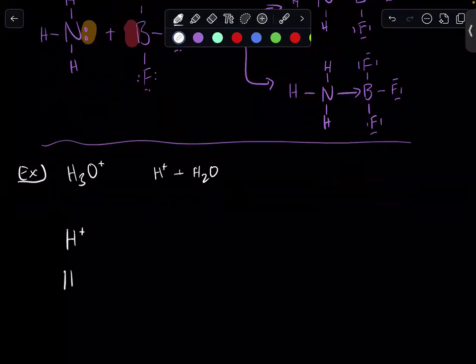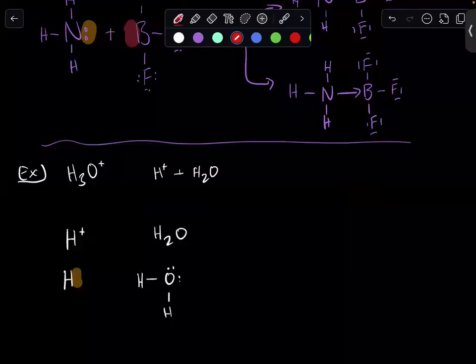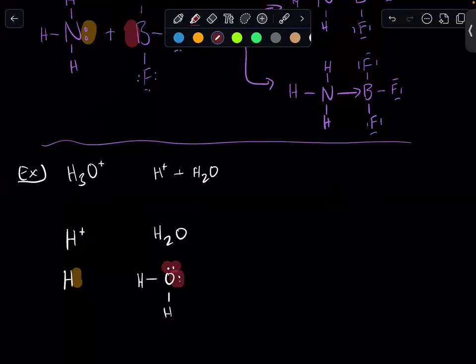H plus is simply drawn as an H with no electrons. So it does have that open space. This is going to be our acceptor. Meanwhile, H2O is simply drawn as such, and this oxygen is going to be our donor. So this oxygen has a couple non-bonding pairs, and we can just pick one. And so what we're going to get is a bond via those. So this will become H, O, H, H with that pair.